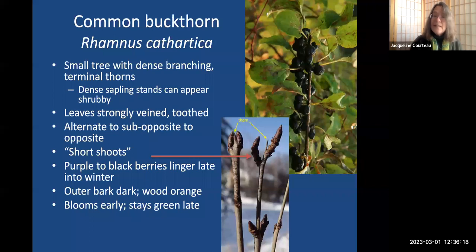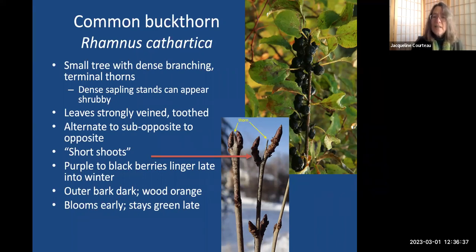But apparently it's cathartic for the birds too, because when they do finally eat them late in the winter, they tend to poop them out. That's how starlings and common buckthorn have marched hand in hand across the landscape, starting in the east. There was a great paper in Ontario about that in the 90s.